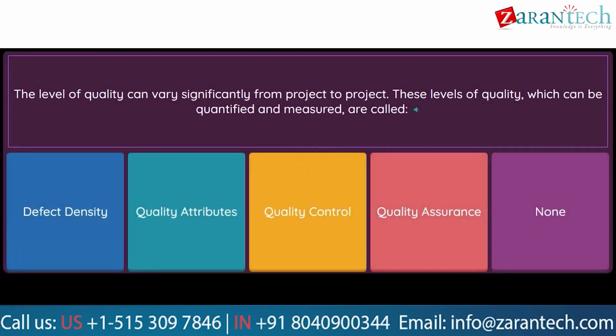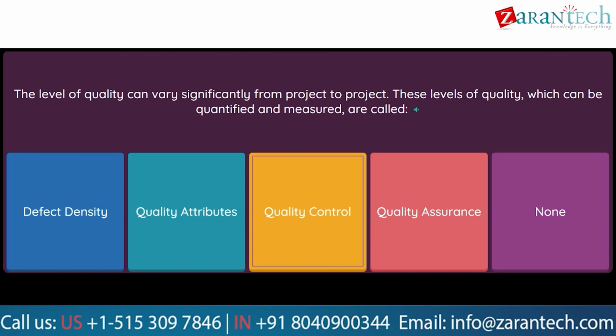Question: The level of quality can vary significantly from project to project. These levels of quality, which can be quantified and measured, are called. Option 1: Defect density. Option 2: Quality attributes. Option 3: Quality control. Option 4: Quality assurance. Option 5: None.